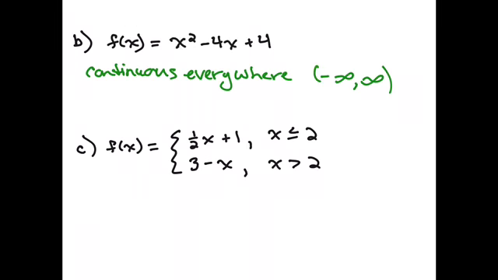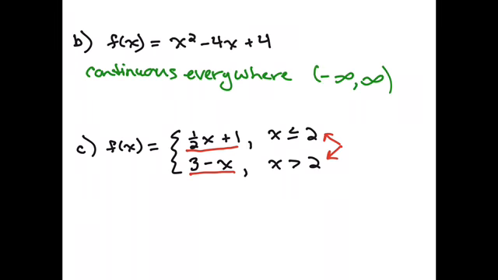Okay, in the next one we got piecewise. When I look at row 1, that's a line with a slope of 1/2. So by itself, that line would be continuous everywhere, right? And if I look at the second row, that's another line with a slope of -1. So by itself, that's continuous everywhere. So we just have to check and see, do they match up when x equals 2? That's my only spot that I might have a discontinuity.